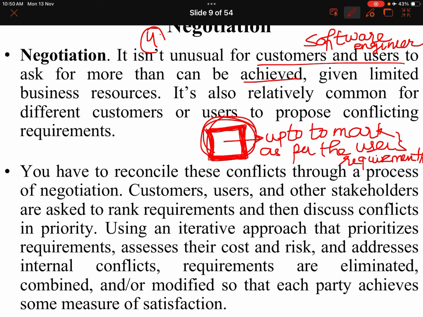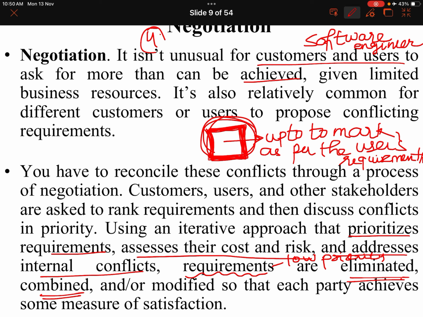So when there is a conflict, when the user wants more, then what is done? They are asked to rank their requirements first. Once you rank the requirements, then the prioritizing of requirements is done. How much cost will it take to complete that project and what are risks associated with that project will be discussed. Internal conflicts will be addressed and some of the requirements which are of low priority will be either eliminated or they will be combined with some other requirement. Or they can be modified also because they are of low priority. So we modify those requirements so that each party achieves a measure of satisfaction. Here each party means the stakeholders, the customers, the engineer, each and every party should be satisfied. So the low priority requirements will be eliminated or they will be combined or they will be modified in negotiation.